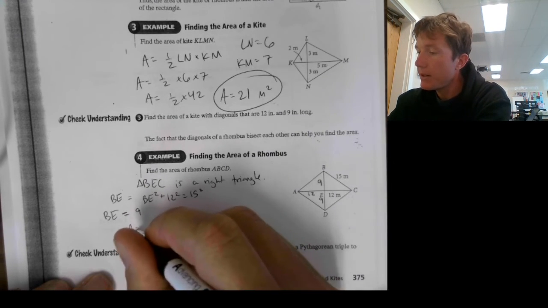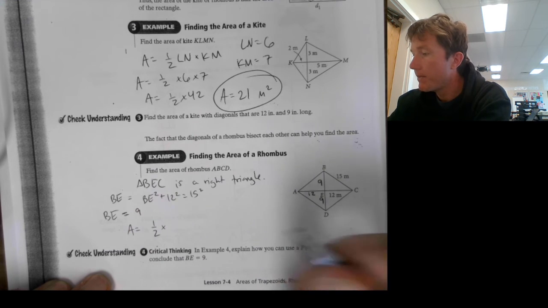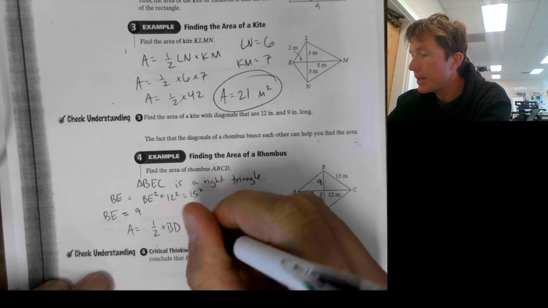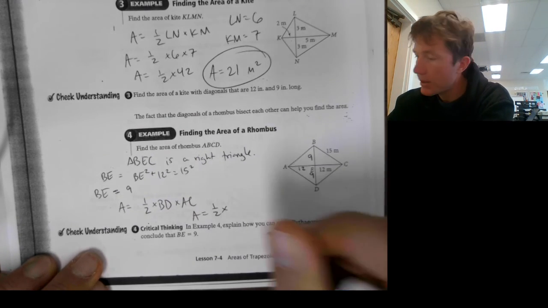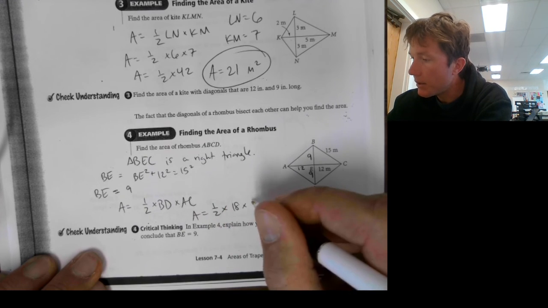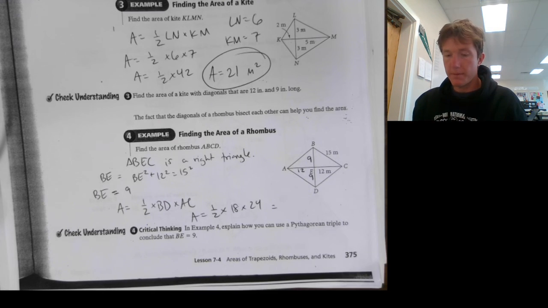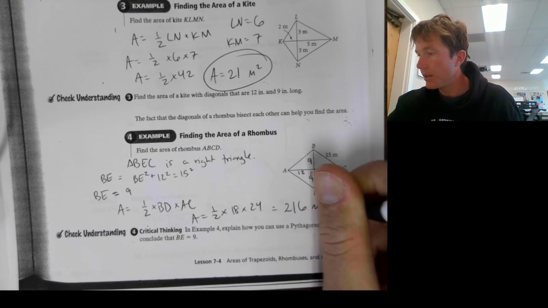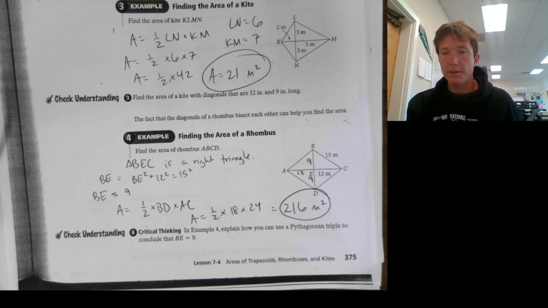So I have area is equal to 1/2 times BD times AC. So my area is going to equal 1/2 times 18 times 24. So that's 9 times 24, 216 meters squared. Alright, that's it for the lesson part, and I'll show the tutorial in the next video.